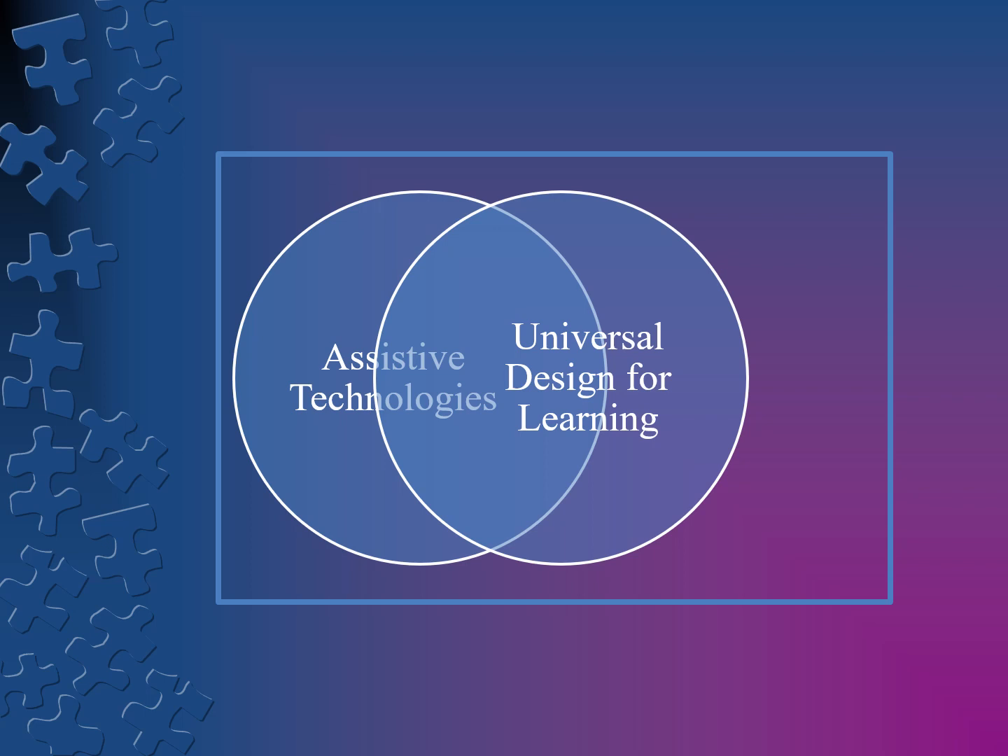Assistive technologies tend to be more specialized. I think a wheelchair might belong in that realm, whereas universal design for learning might include, on the other end of the spectrum, peer teaching or hands-on learning, for example, something that's good for everyone.